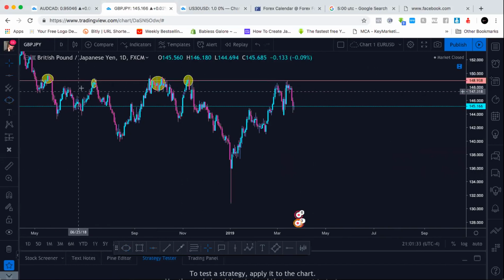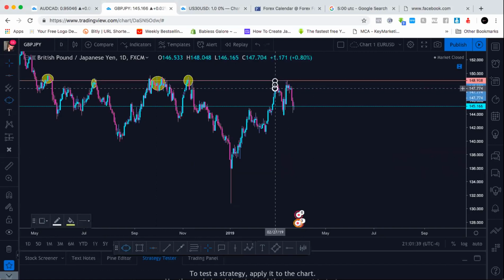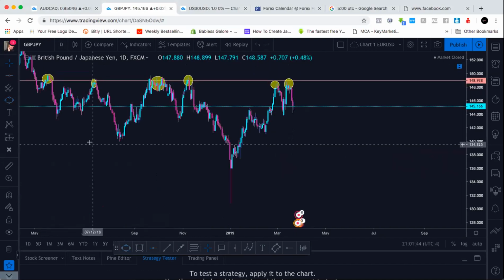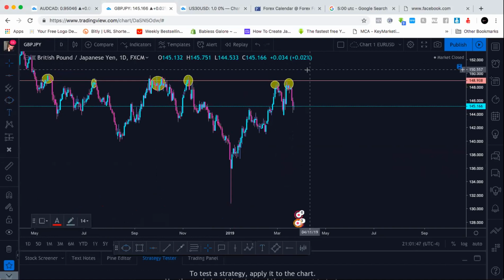So you have 1, 2, 3, 4, 5, 6 times. This is a really good line, a good resistance area. So does that make sense to everyone? Yes. Okay.